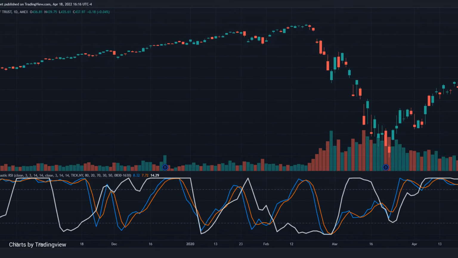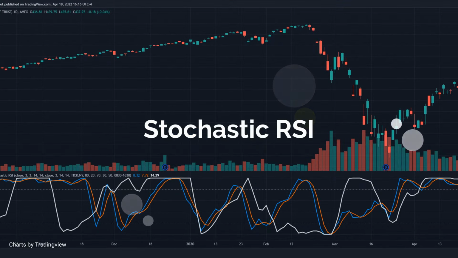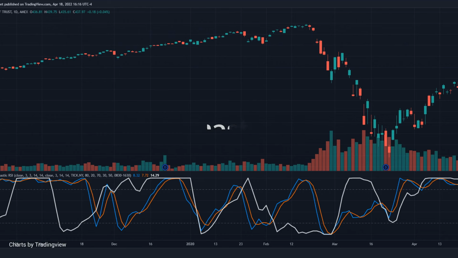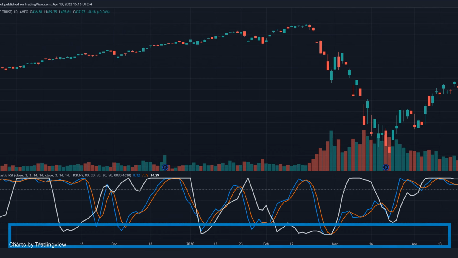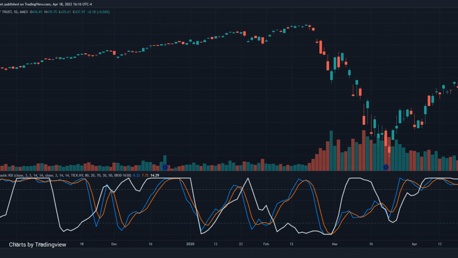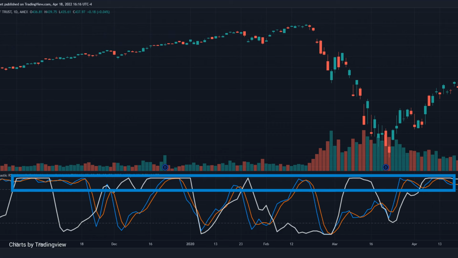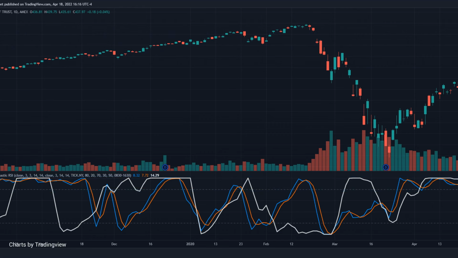The double-lined oscillator is a stochastic RSI indicator. For the sake of time, I'm not going to go into great detail of how this indicator works, but as a general rule, crosses above the 20 level are considered to have bullish price momentum from an oversold level, and crosses below 80 are considered to have bearish momentum from an overbought level.